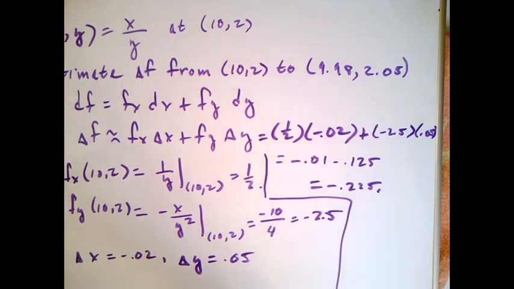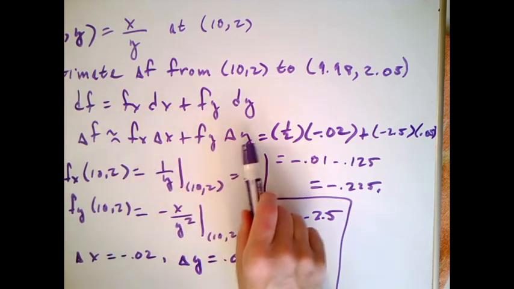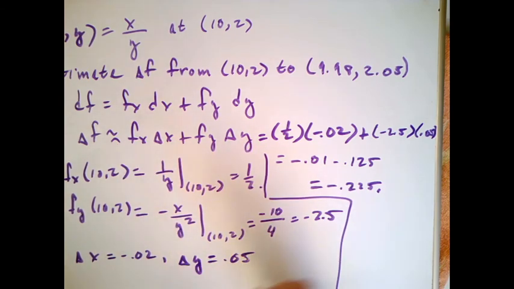By the way, f of 10, 2 is just 5, so I'm thinking this is going to say something like 9.98 over 2.05 is like 4.775 or some such. But meanwhile, if we remember the formula for the differential, that actually just comes from standing on a plane and saying, how do you change function values from one point on the plane to the other, and we just use this. This is exactly the way this gets used.